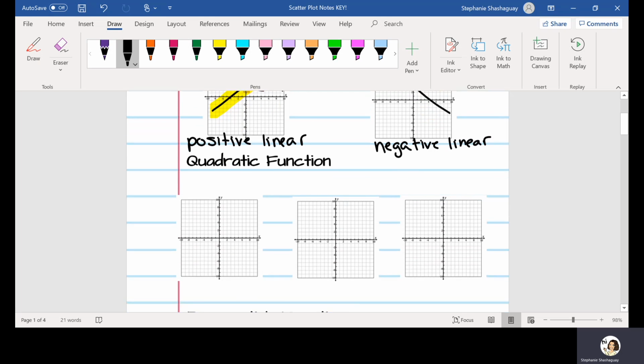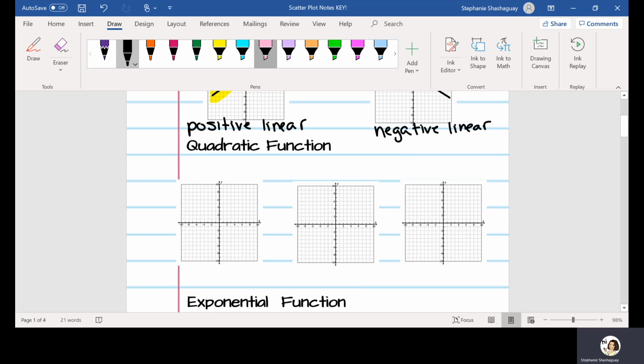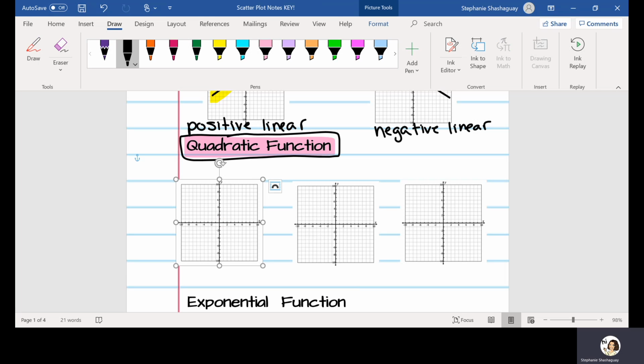Now we're going to talk about quadratic functions, and we have not learned about quadratic functions yet. That is yet to come in section 5 and section 6, but we have talked about them in section 3. So to review what a quadratic function is and what it looks like, I wanted to give you some examples.